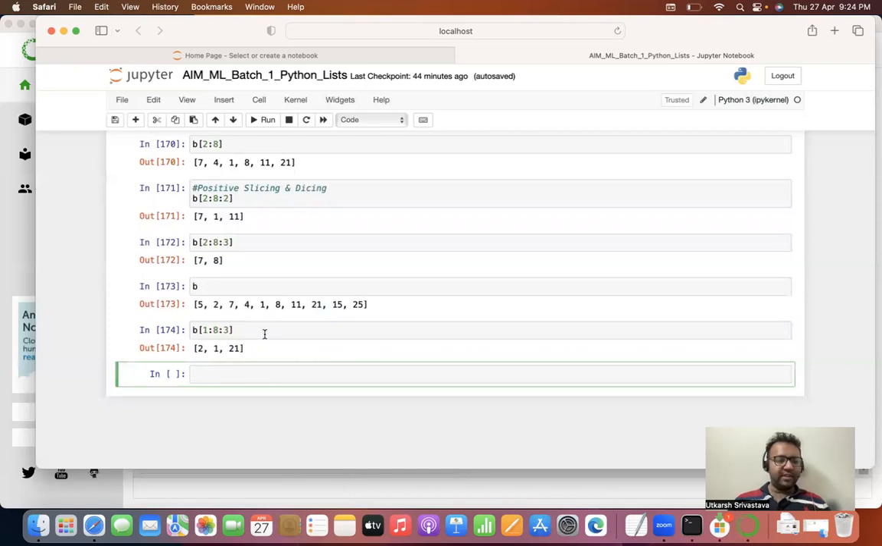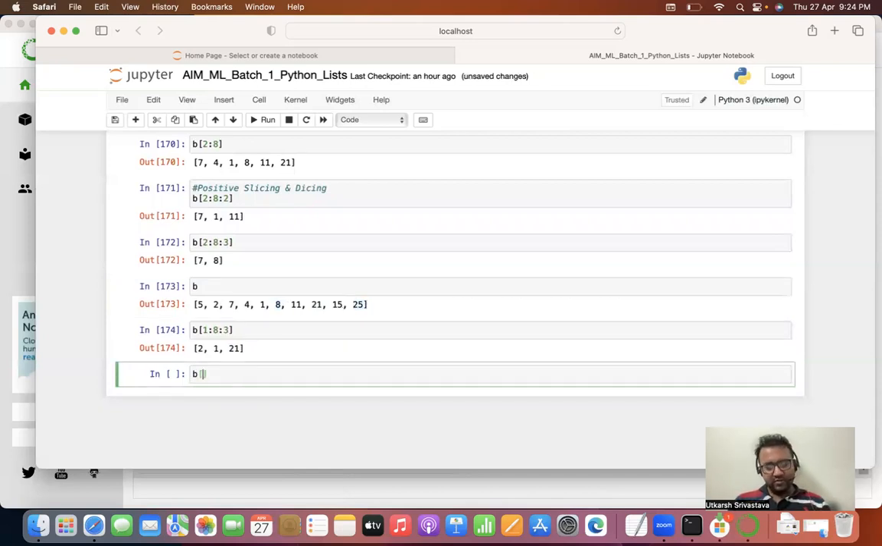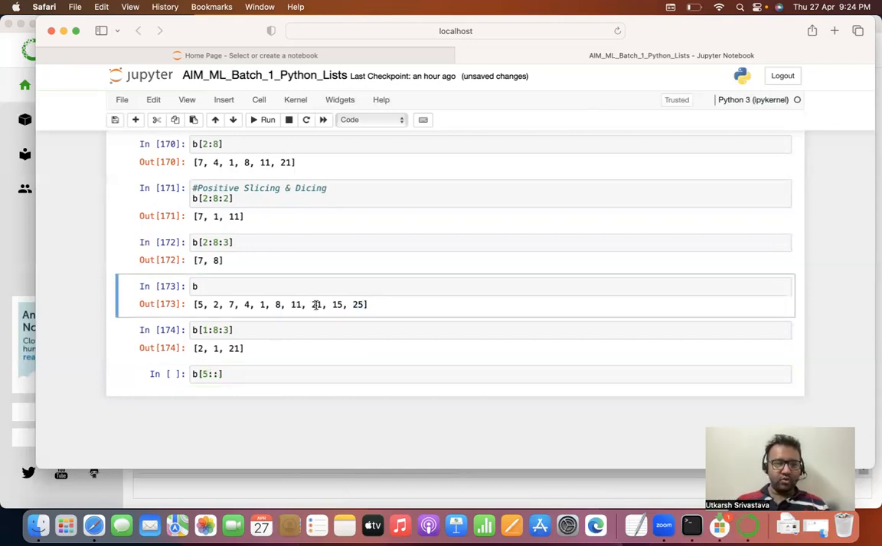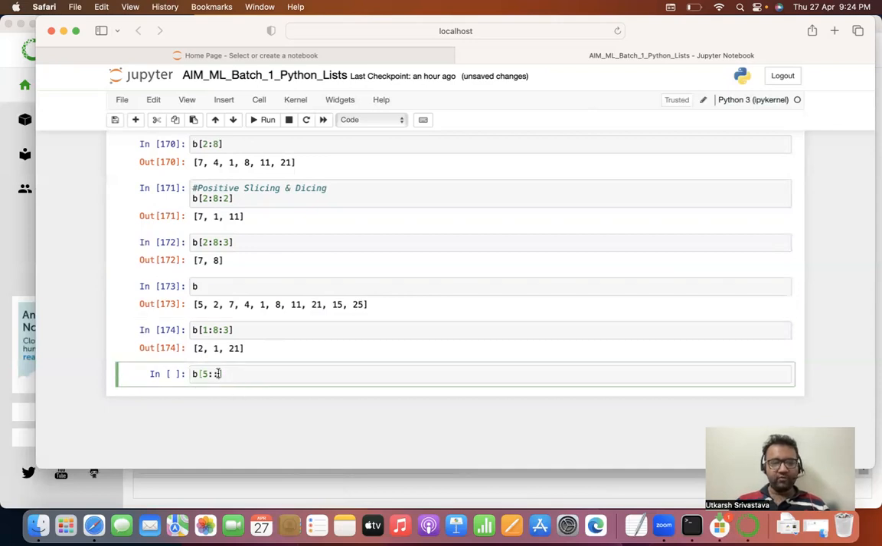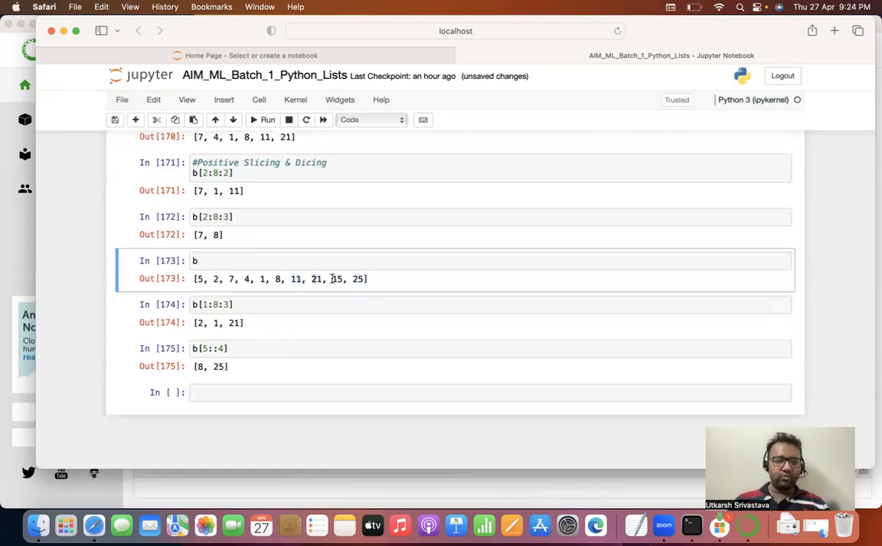Let's say we want to print 8 and 25 only. So how will we do that? It will be 5 colon blank. It will read till the end, and 4: it will jump 4 places. So 1, 2, 3, 4, on the fourth position it will print it.